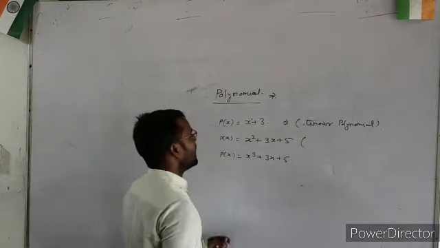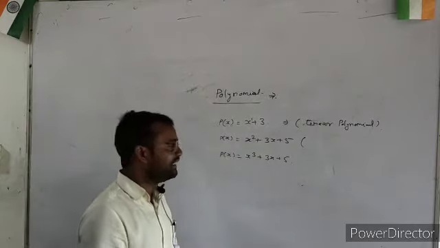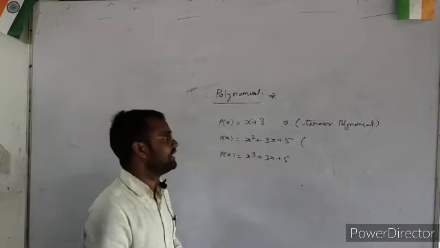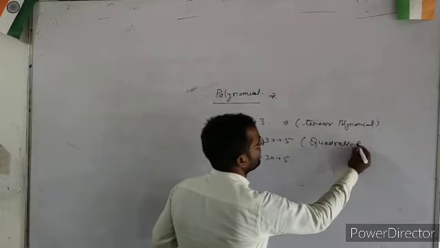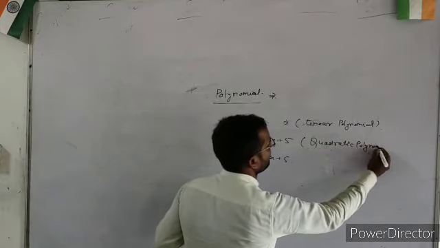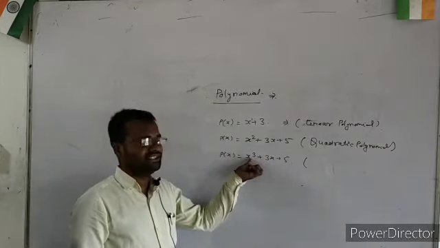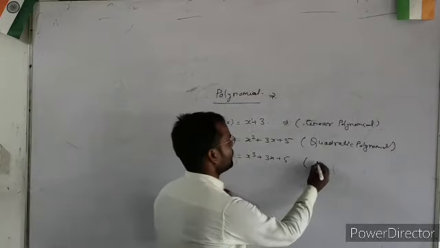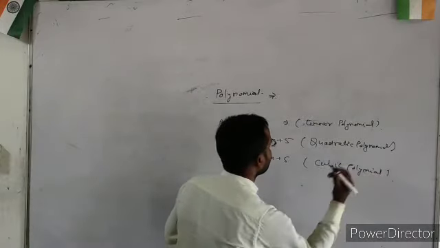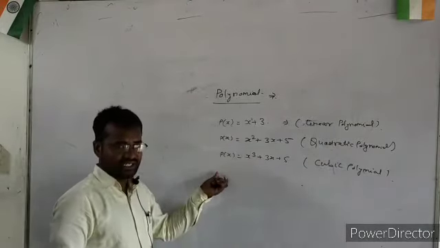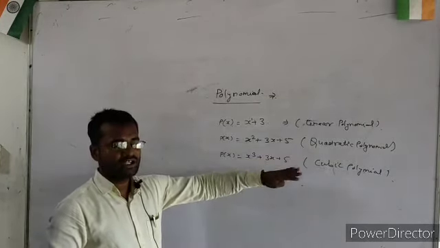Okay students, now we will see the polynomial which contains degree 2 is known as a quadratic polynomial. Similarly students, the polynomial which contains degree 3 is known as a cubic polynomial. Okay. On the basis of degree, these are the definitions of linear polynomial, quadratic polynomial and cubic polynomial.